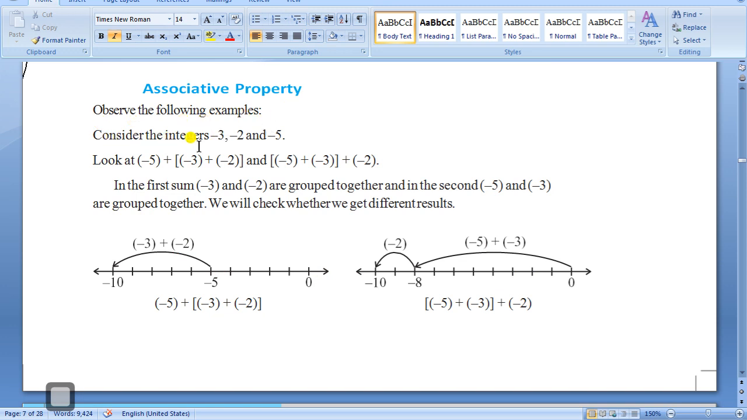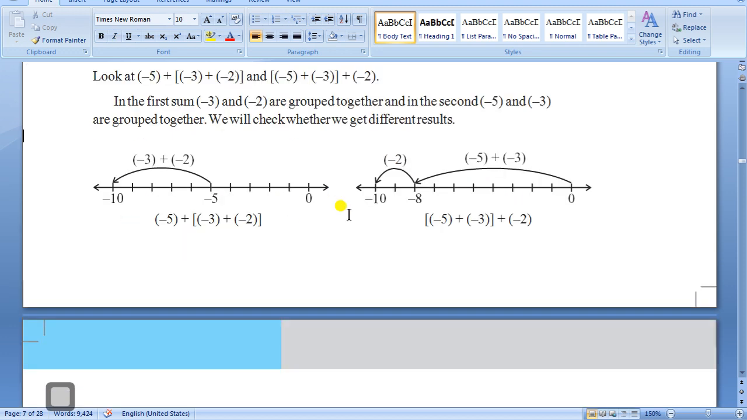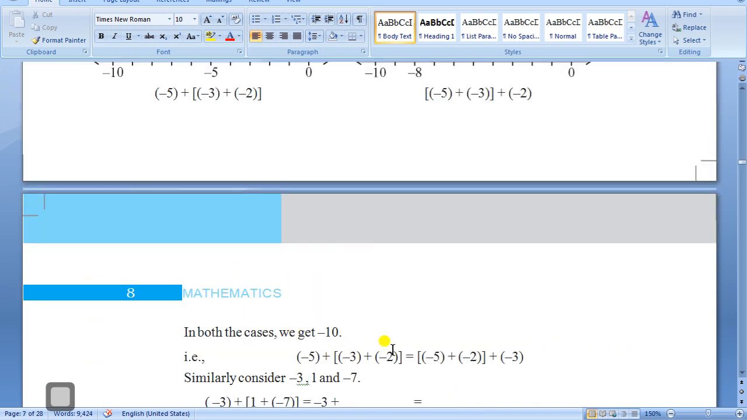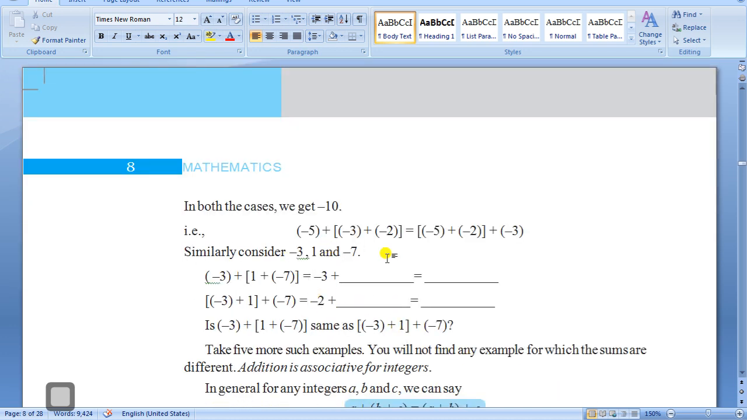We'll find the associative property. Observe the following examples. Consider the integers minus 3, minus 2 and minus 5. Look at minus 5 plus (minus 3 plus minus 2) and (minus 5 plus minus 3) plus minus 2. In the first sum, minus 3 and minus 2 are grouped together, and in the second, minus 5 and minus 3 are grouped together. We'll check whether they give different results. In both cases we get minus 10.